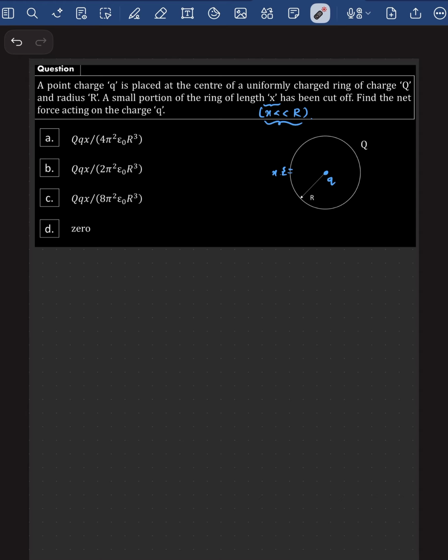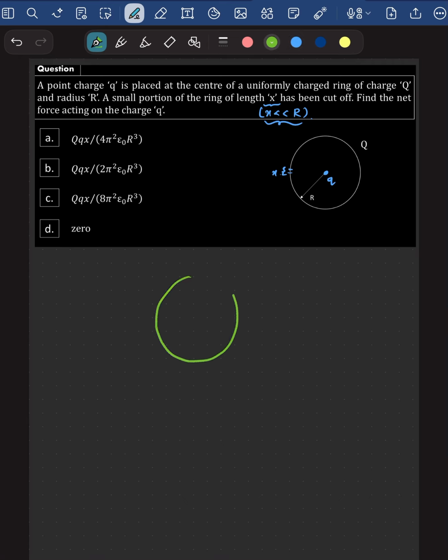Okay, so let's look at this question. It's a standard numerical you'll have in your competitive exams. Now imagine we have the entire ring. If we have the entire ring right now, we'll say that this entire ring is made up of many point charges. So let me give a general name to these point charges. Let me name them as DQs. We have many point charges over here, right? And now if you have a charge q at the center, right?